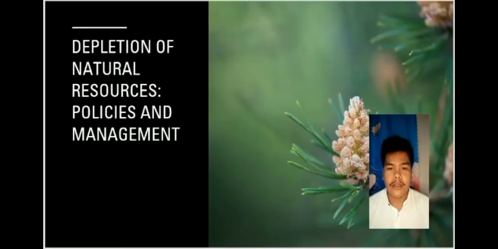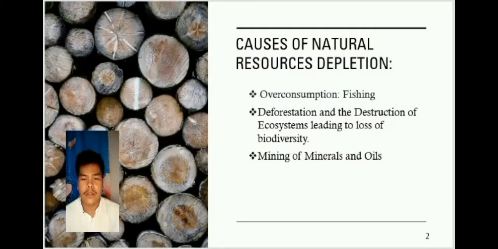Depletion of natural resources, policy and management. Here are some examples that cause the depletion of natural resources. 1 is overconsumption such as overfishing, 2 deforestation and the destruction of ecosystems leading to the loss of biodiversity, and 3 mining of minerals and oils.